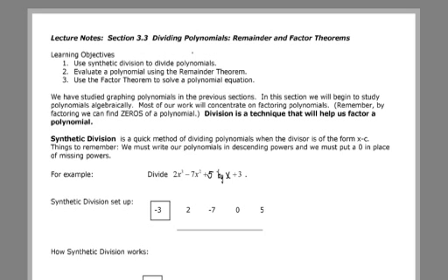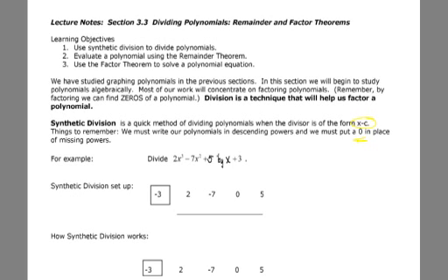We're going to look at something called synthetic division, which is a quick method of dividing polynomials, but your divisor has to be in the form of x minus c. So it only works for those type. One thing we also have to remember is our polynomial has to be in descending powers, and we have to put a 0 in place for any missing powers. So let me show you the setup. It's a real simple operation.